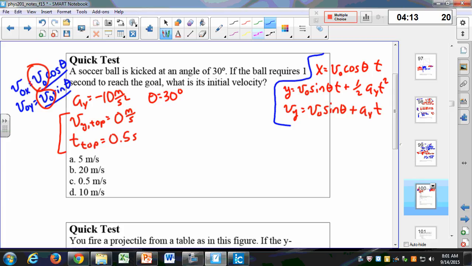I'm going to mark my unknowns in blue. That's unknown. That's unknown. That's unknown. Let's see, I don't know that. Do I? I don't know that. I know this if it's at the top, right? But I don't know that. That's it. And I know this if it's at the top.